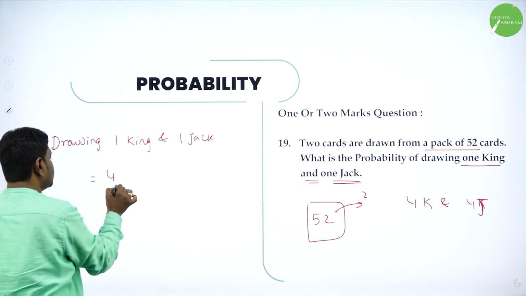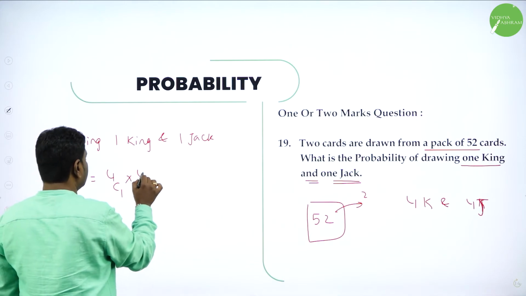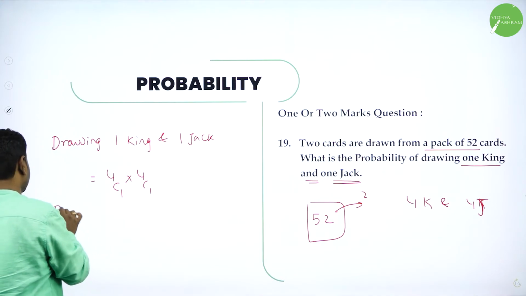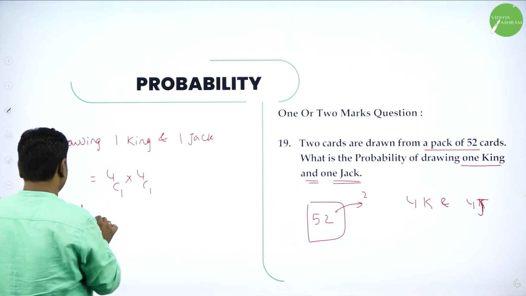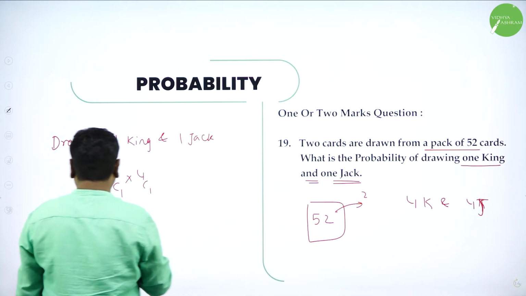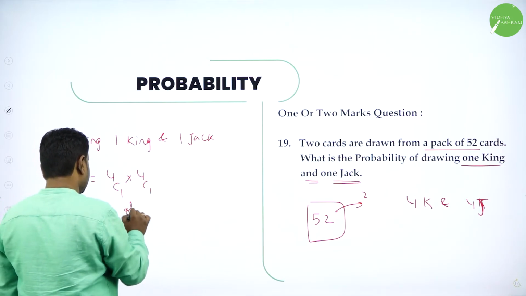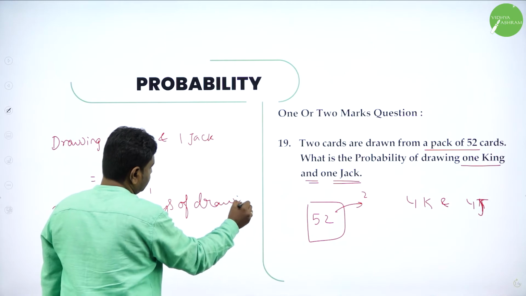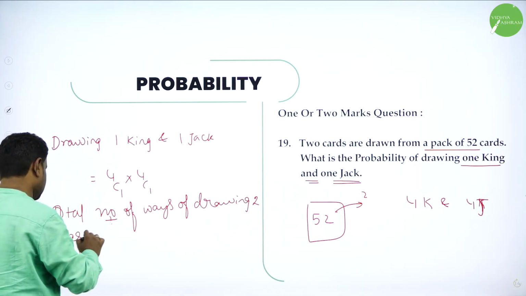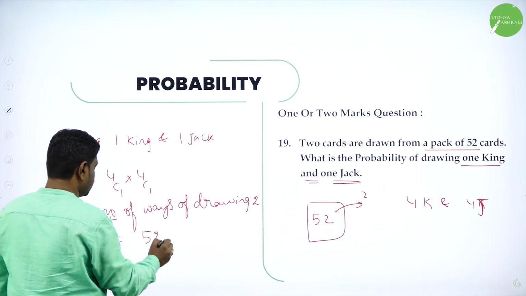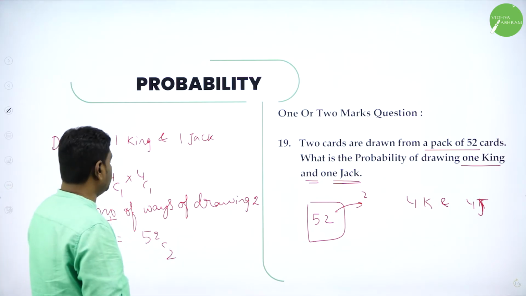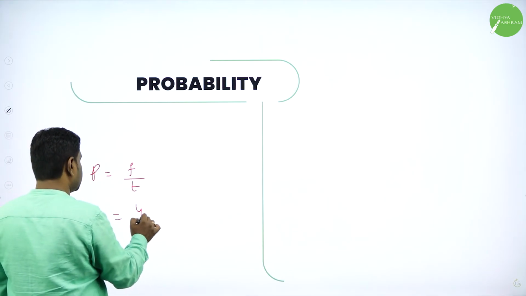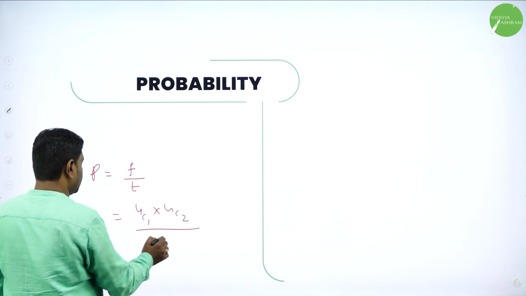So it is 4C1: out of 4 kings you select 1, and 4C1: you select 1 jack. 1 king out of 4 kings, 1 jack. So now total number of ways of drawing 2 cards. Total how many cards are you drawing? 2. So total number of ways of drawing 2 cards is equal to 52C2. What is probability? Favorable by total. So probability is favorable by total. What is favorable? 4C1 into 4C1 divided by 52C2.